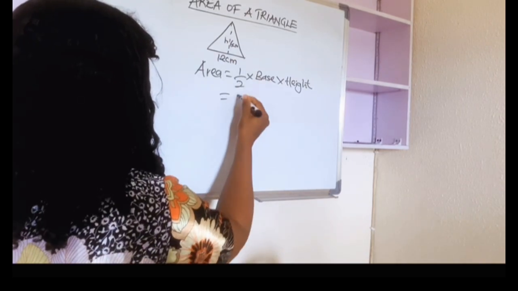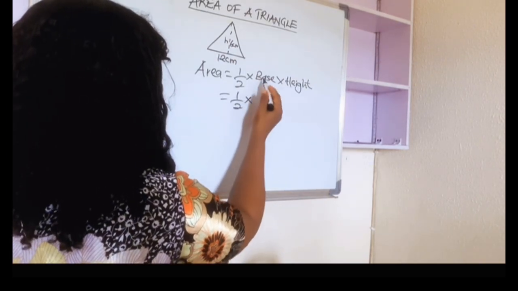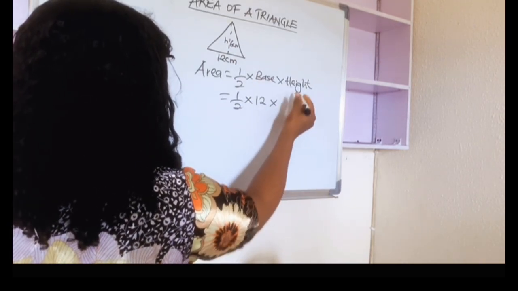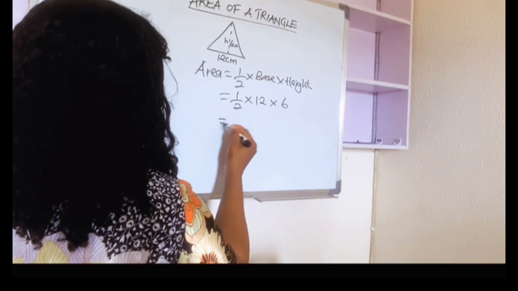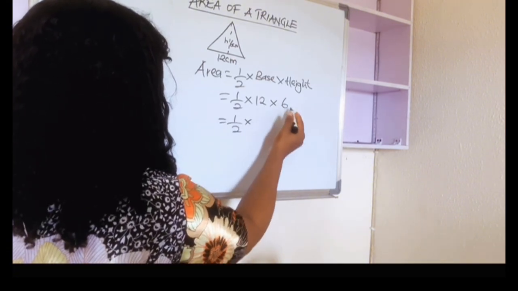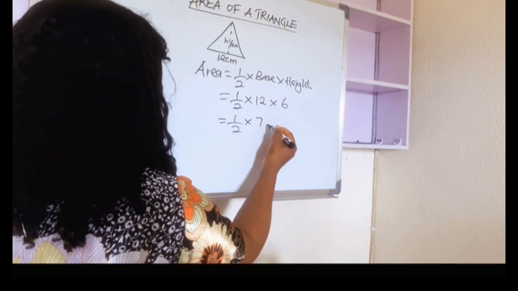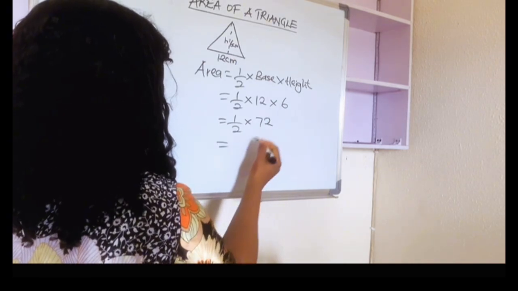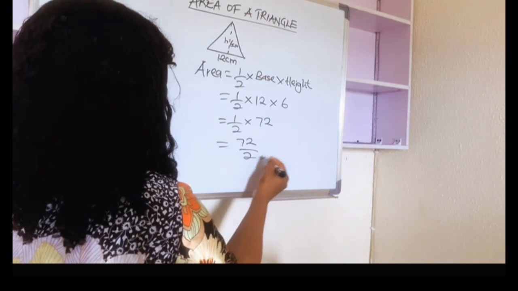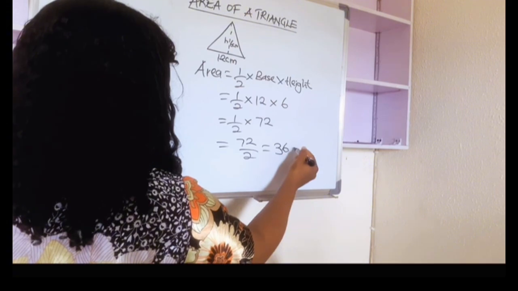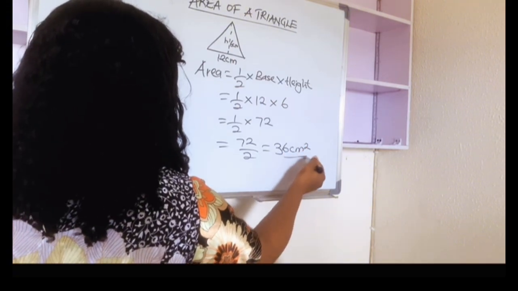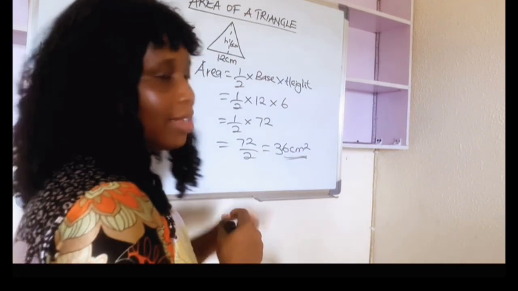So from this we have 1/2, the base is 12, the height is 6. So we have 1/2, 12 times 6 is 72. So you simply divide this 72 by 2 and you have 36 centimeters squared. This is the answer to this question.